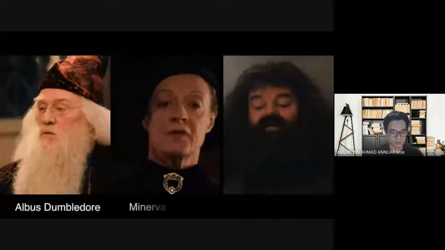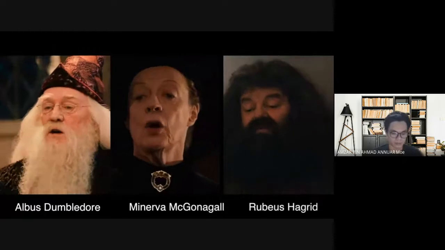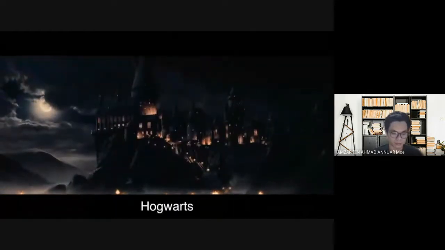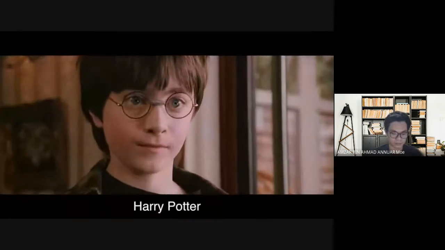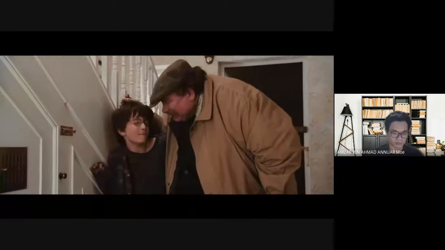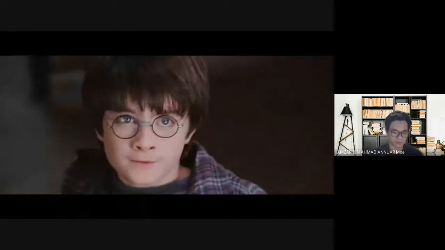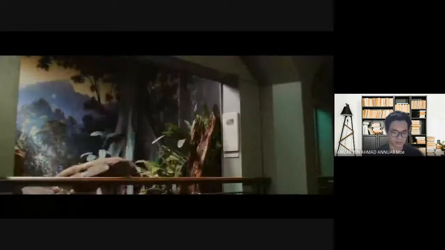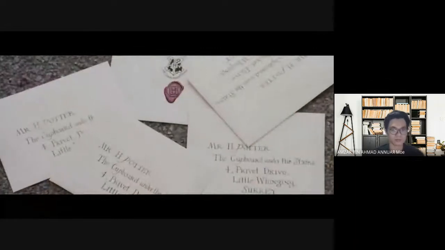Albus Dumbledore, Minerva McGonagall, and Rubeus Hagrid, professors of Hogwarts School of Witchcraft and Wizardry, deliver an orphaned infant named Harry Potter to his only remaining relatives, the Dursleys. 10 years later, Harry has been battling a disjointed life with the Dursleys, inadvertently causing an accident during a family outing and begins receiving unsolicited letters by owls.